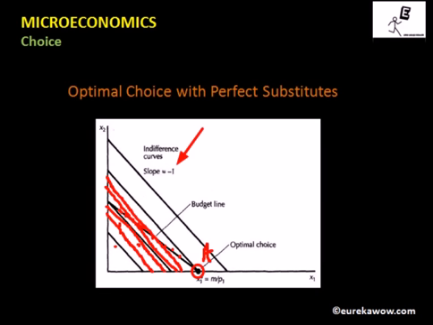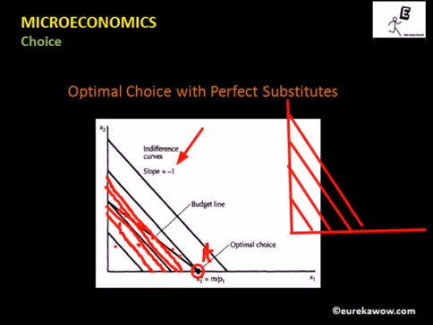However, in this case, the slope of the budget line was less than that of the indifference curve. Now let's look into a case where the slope of the budget line is greater than the slope of the indifference curve. So suppose we have this. Now these are the indifference curves with a slope of -1. Now the slope of the budget line, I'm going to take it to be greater than the slope of the indifference curve. So it will be something like this. So this is the budget line.